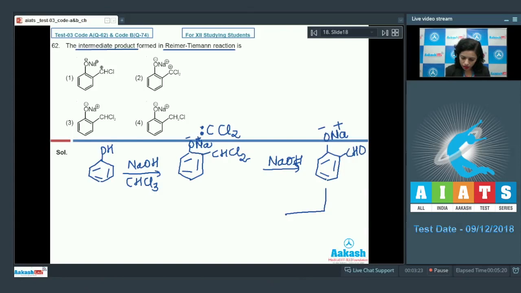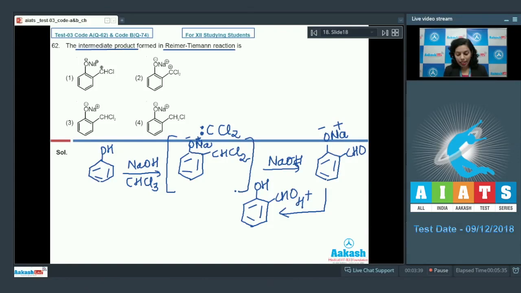Further, in acidic medium, the final product that you will obtain is salicylaldehyde. Now, in this case, this is the product that is intermediate. And if it is the intermediate product, we need to just check where it is present in the given options. In the given options, it is present in option 3. So that's why this option 3 is the correct option, and I'll choose it here.